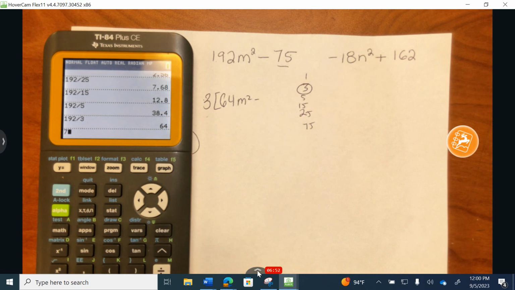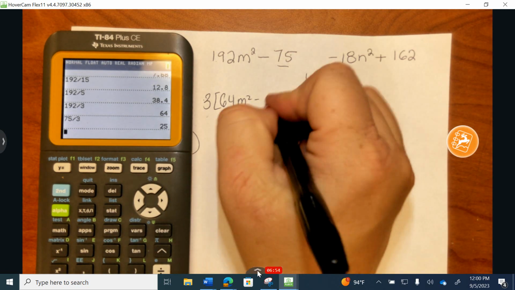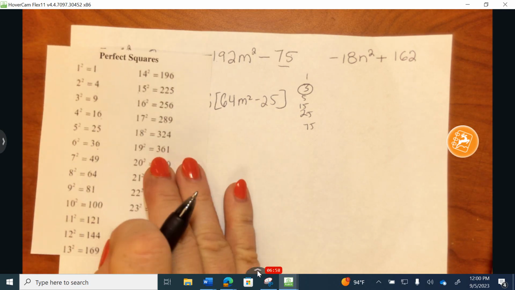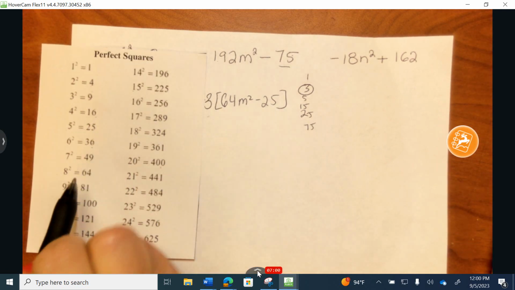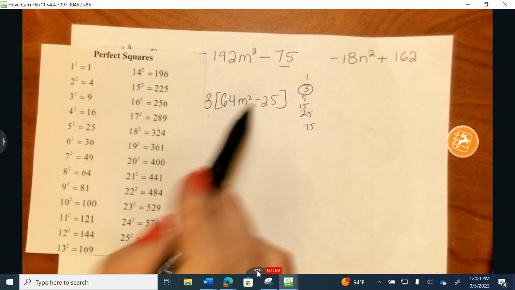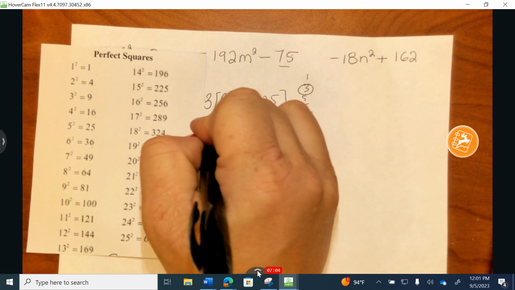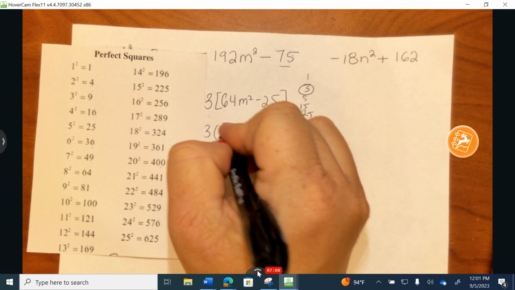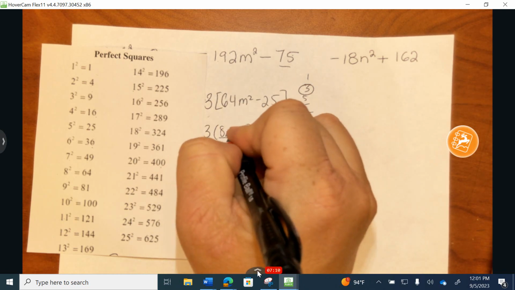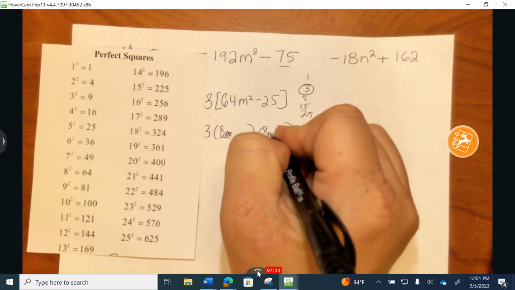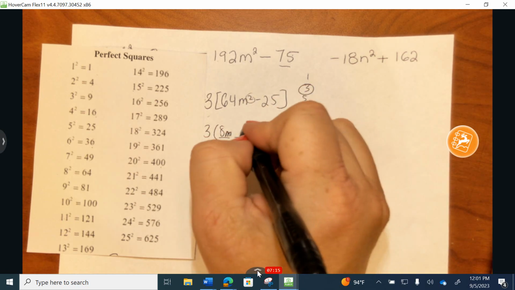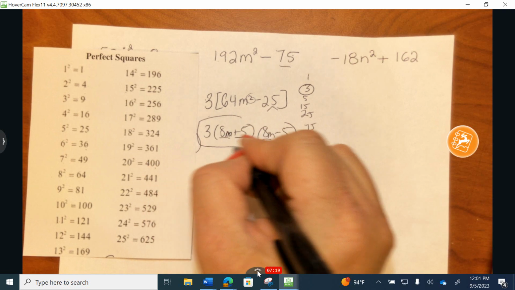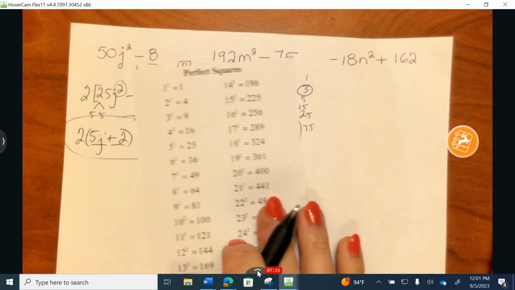Now 75 divided by 3 is 25. Let's look for 64 and 25. 64 is 8 times 8. 25 is 5 times 5. Okay, 8 times 8. So splitting this in half is 1 and 1. And this is 5 times 5. 1 adding, 1 subtracting. Don't forget about the 3 that we factored out.